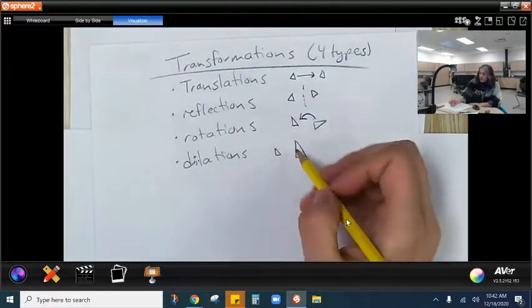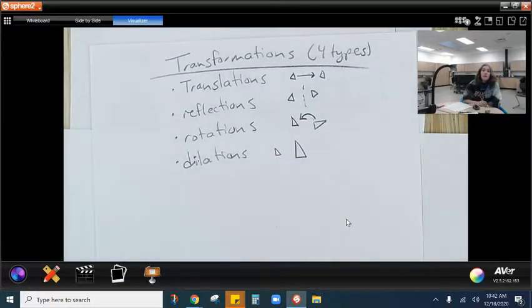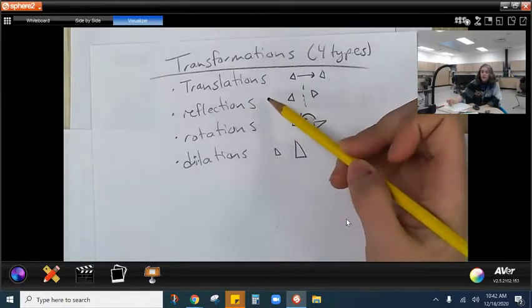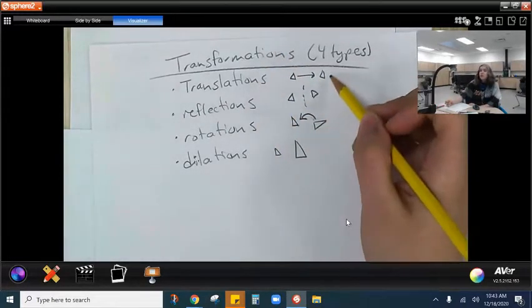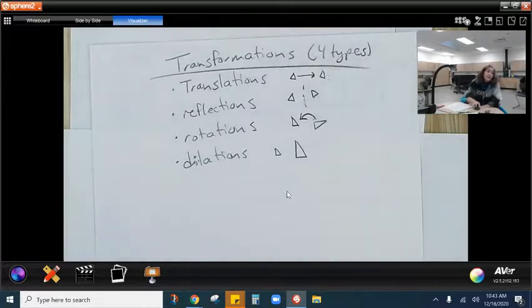And then dilations, right? Dilations. You should be able to know what a pre-image and what an image are. And you should be able to do glide reflections because those are translations with reflections, right? So those are the 4 types. You should be able to recognize all of them, and you should be able to do these first 2 for sure. All right? Email me if you have any questions.